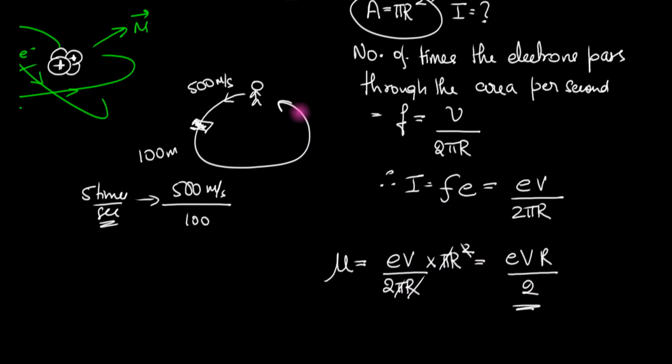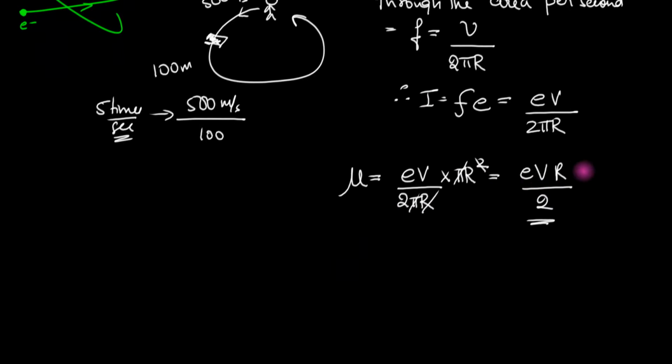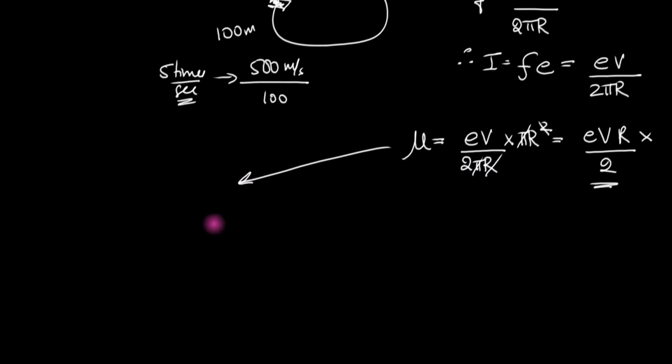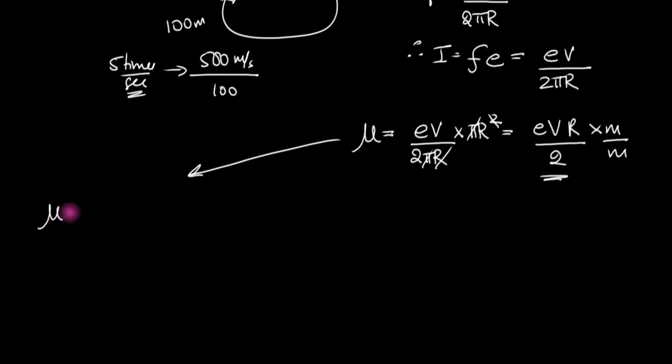But that doesn't sound very interesting, right? Well, I can make it a little bit interesting by multiplying and dividing by the mass of the electron. I'm going to lose a subscript, it's not needed, so this is the mass of the electron. So mu is, I'm going to combine e by 2m together, and what we get now is mvr. And if you remember your classical mechanics, mvr is what we call the angular momentum. And this is an important equation to remember.